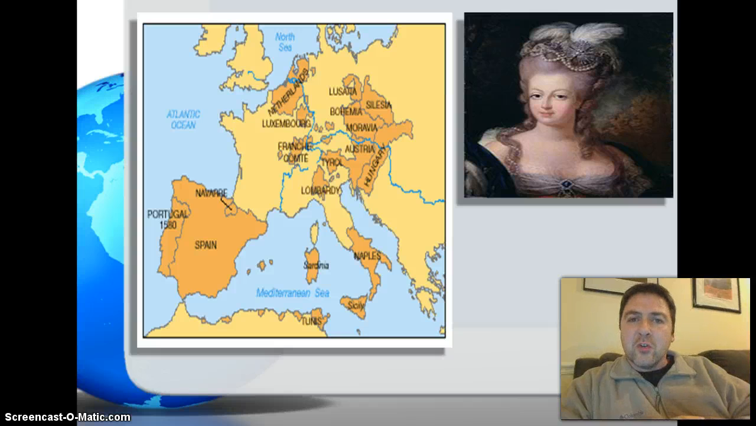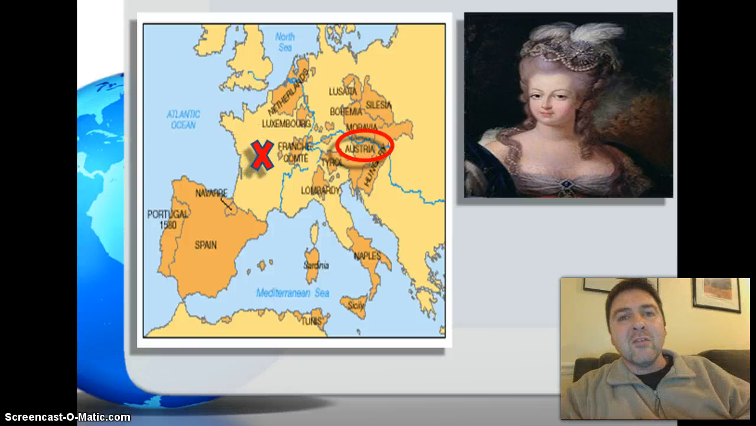The areas that you're looking at labeled on this map were under control of the Habsburg Empire. Okay, you remember the Habsburgs back from the Reformation, the powerful Catholic family that once ruled the Holy Roman Empire. This was their empire in the 1700s, and Marie Antoinette wasn't born in France. She was born in Austria. She was a Habsburg.